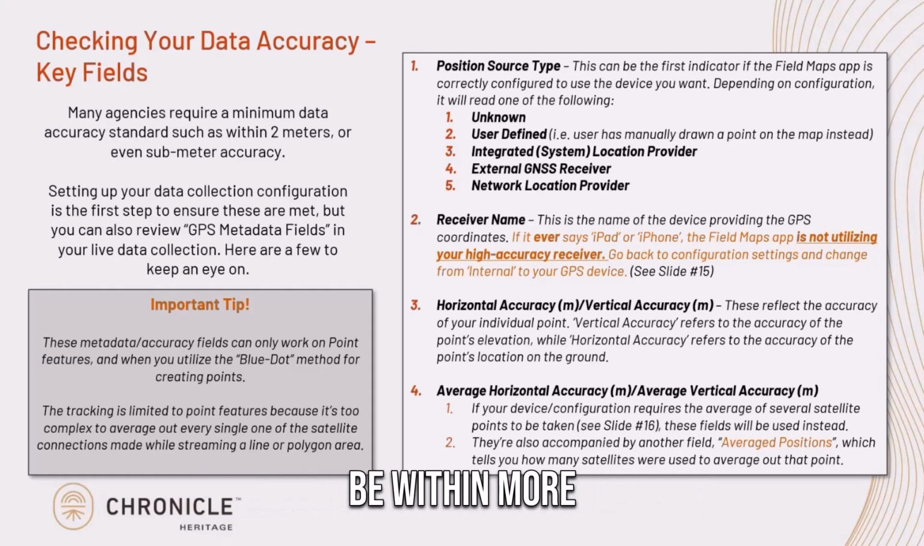They have very specific geospatial requirements for how accurate that data is. Sometimes it can be within more or less 2 meters, or sometimes it very specifically needs to be sub-meter accuracy. We went through all that effort of configuring our device to make sure our iPad is paired with our external receiver. This is how, once you've done all that hard work, you can make sure it's actually doing what you want.